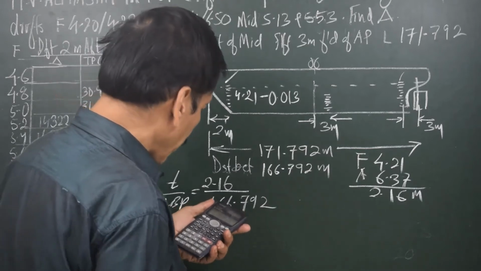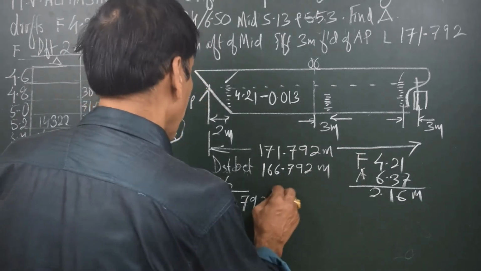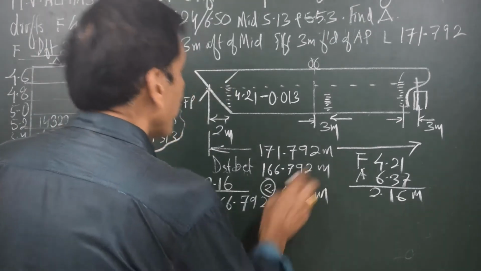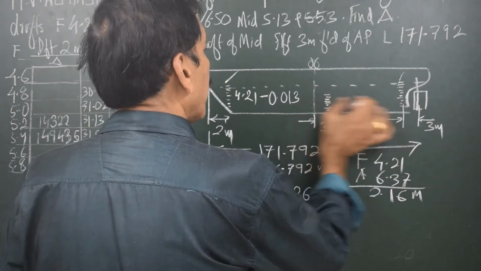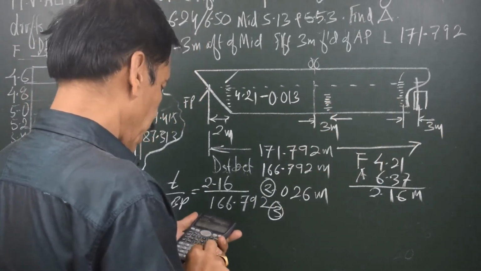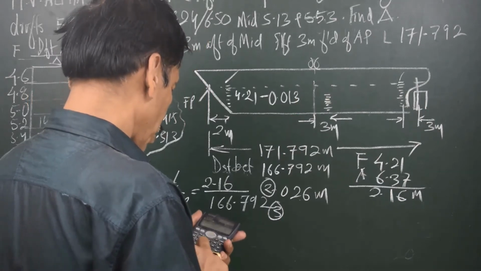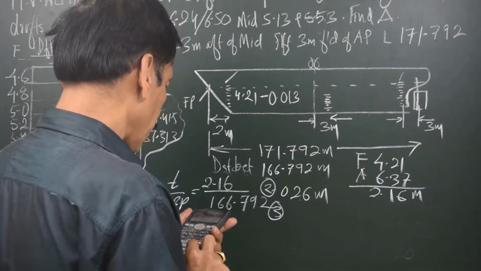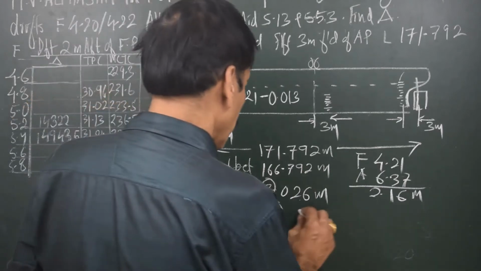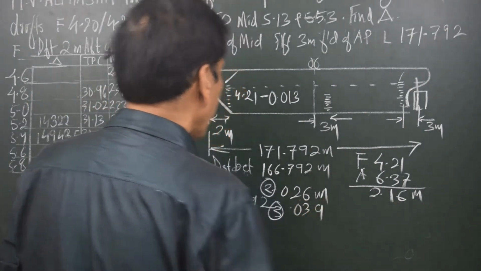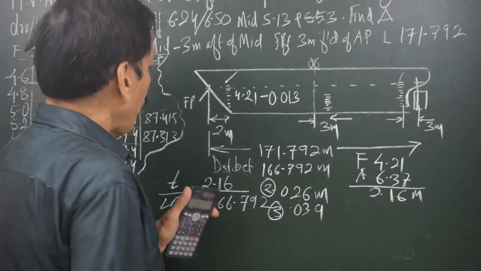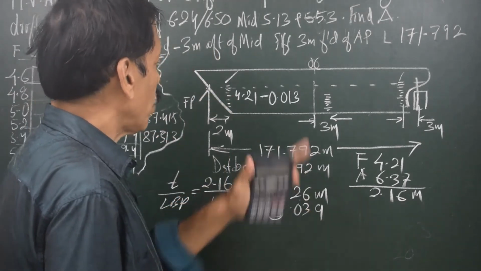That gives me 0.026 meters. And what is the correction for a distance of 3 meters, which will be applied here as well as here? So it is 2.16 into 3 divided by 166.792. That gives me 0.039. That means the correction that will be applied to the forward draft will be equal to 0.026 meters.